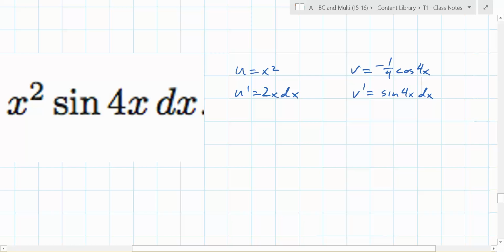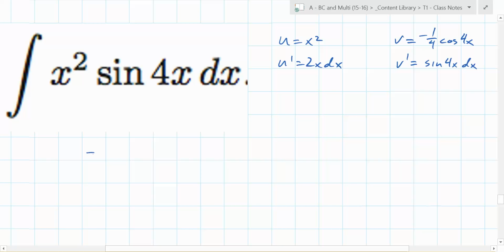Exactly, very nice. So when you write this out, we know it's going to be u times v. So what do we end up with? We end up with negative 1/4 x squared cosine 4x. Is that correct? Plus the integral of what?